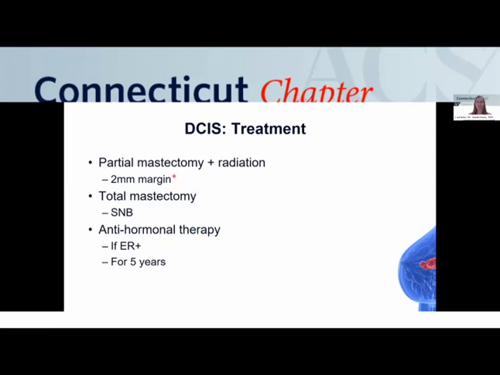Treatment is with a partial mastectomy and radiation, where we'd want a 2 mm margin, or a total mastectomy. When you perform a total mastectomy for DCIS, you do a sentinel lymph node biopsy as well. You don't need a sentinel lymph node biopsy for a partial mastectomy or for DCIS in general, again, because it doesn't have that potential to spread. But if you do a partial mastectomy and find invasive cancer, you have the option to go back and repeat a sentinel lymph node biopsy. If you do a total mastectomy and you find invasive cancer, you lose the opportunity to go back for a sentinel lymph node because you have nothing left to map. So that is the reason that if you do a mastectomy, you should perform a sentinel lymph node biopsy. It's in case you find invasive cancer, where with a total mastectomy, you've lost that ability to perform a delayed sentinel lymph node biopsy. And then for patients who are ER positive, we also discuss anti-hormonal therapy for 5 years.